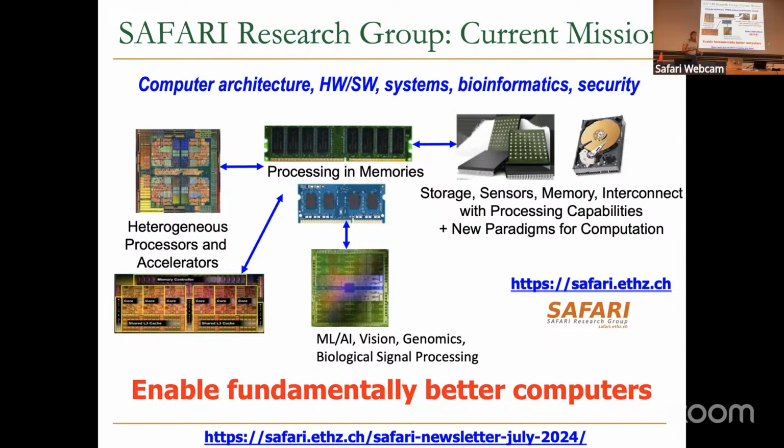Towards this goal, we're going to propose and study together papers that cover a broad range of topics. For example, we're going to discuss processing-in-memory architectures, heterogeneous accelerators, and heterogeneous processors that focus on specific applications that need more energy-efficient and performance-optimized execution. These are domains like machine learning, vision, genomics, and other biological signal processing. We will also delve into topics like storage, sensors, memory, and interconnects.